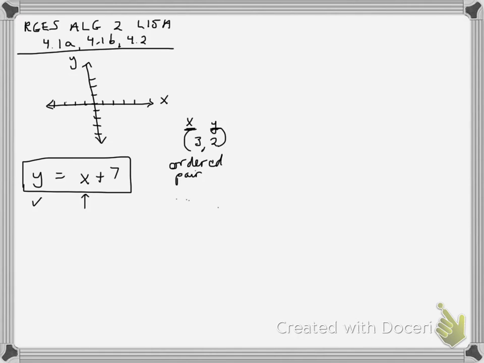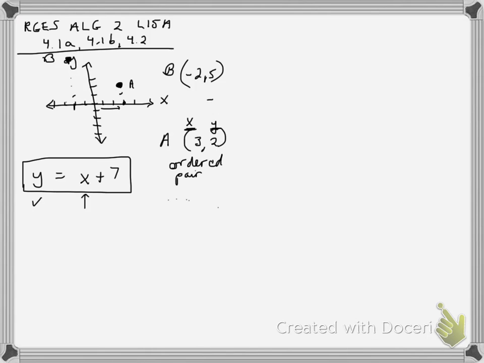So to graph this, I would go 3 on the x-axis till I got to here, and then I would go up 2 on the y-axis, and my point would be there. Let's just say that we'll call that point A. Let's do another one. If I have -2, 5 as my ordered pair, I go -2 on the x-axis, and then up 5: 1, 2, 3, 4, 5. About right there. And that would be point B.